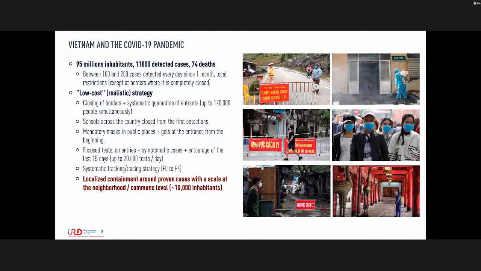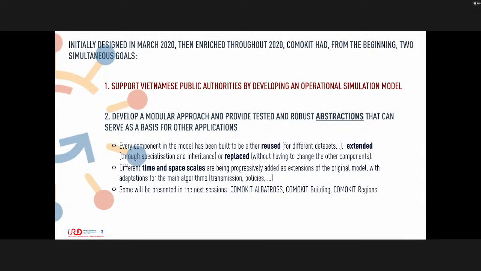So ComoKit was designed at the very beginning to do that, to support Vietnamese public authorities by developing an operational simulation model, which would be able to tell, okay, is it worth containing or confining people in this place? How will it disrupt other transmissions, for example, or other activities? So that was the first goal.